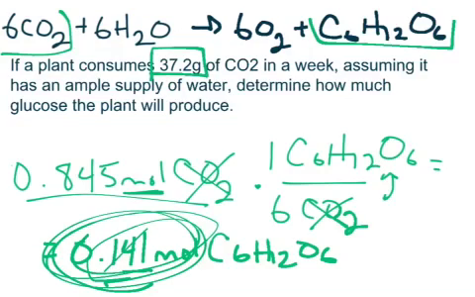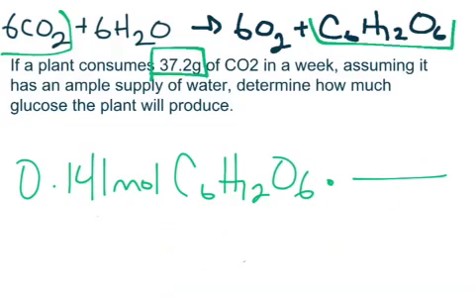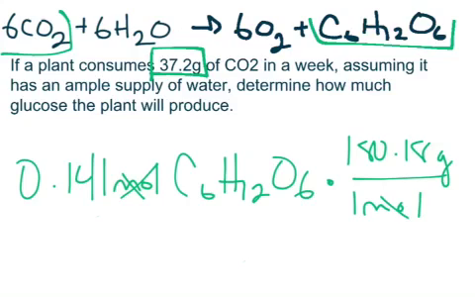So we really have a third step here where we need to figure out what is the mass of glucose that is equal to 0.141 moles of glucose. And the way we do that is we need to say that 1 mole of glucose weighs 180.18 grams. Okay, and the reason why we're doing that this way is because now we want moles to cancel out. So the final answer is 11.9 grams of glucose.